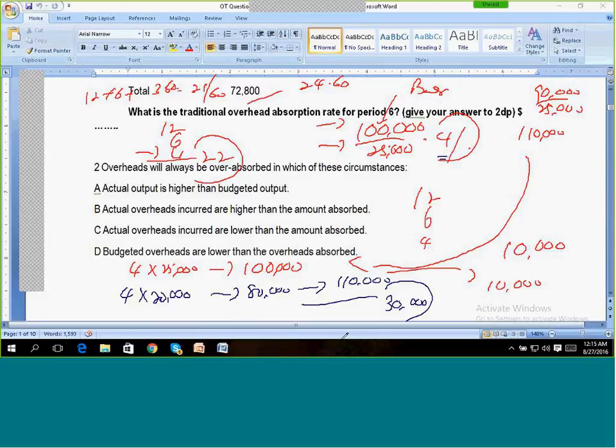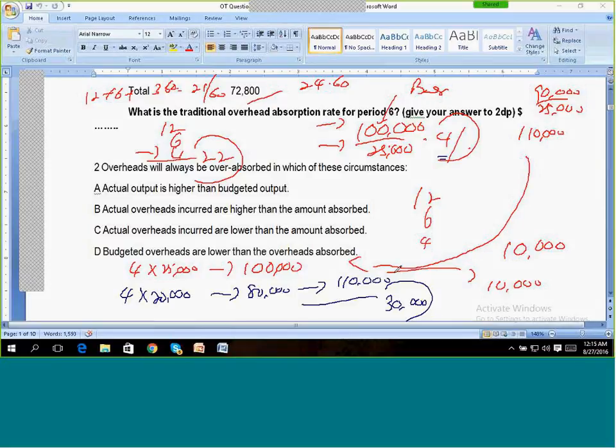So let's see, we went by budgeted figures. We went by budgeted figures of overhead cost. We went by budgeted figures of man hours, but achieved both, and therefore we can have an under absorption. See, we can work it the other way about.